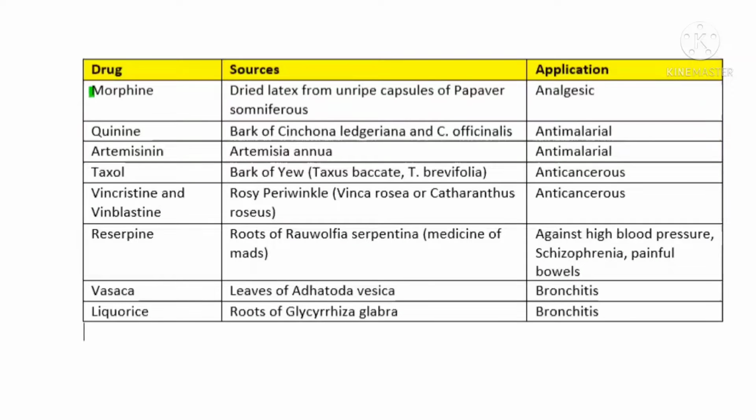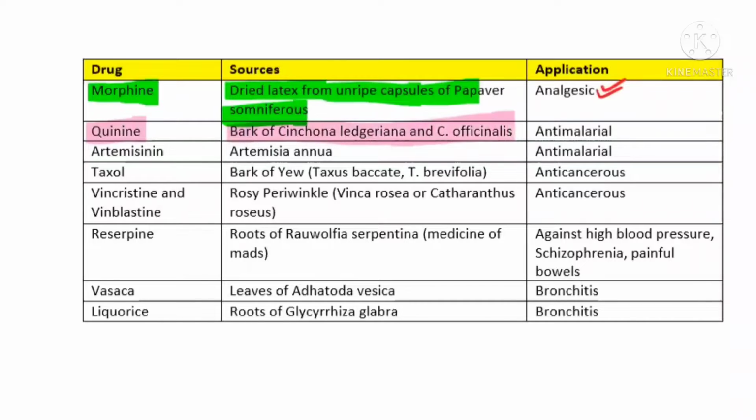For example, morphine. You have studied this in human health and disease. It is obtained from the dried latex from unripe capsule of Papaver somniferum, and it is working as an analgesic. Then second example is quinine. Quinine is obtained from the bark of cinchona, and this is anti-malarial. Clear? Another example of anti-malarial is artemisinin. It is obtained from this plant, and this is also anti-malarial.